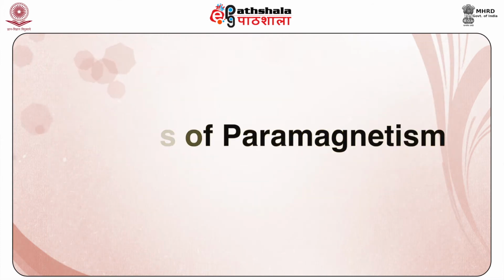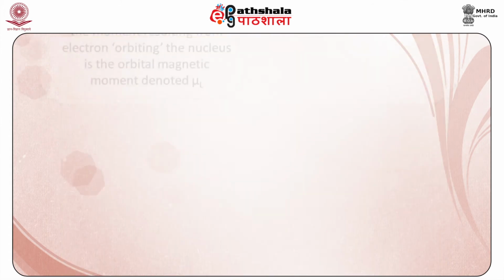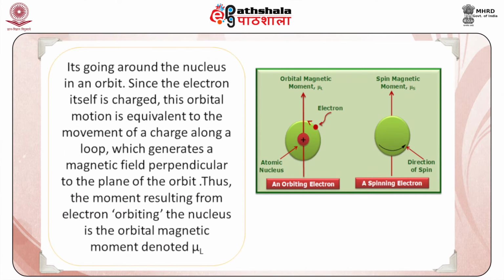Sources of paramagnetism. An electron has two motions associated with it. First, it's going around the nucleus in an orbit. Since the electron itself is charged, this orbital motion is equivalent to the movement of a charge along a loop, which generates a magnetic field perpendicular to the plane of the orbit. Thus, the movement resulting from the electron orbiting the nucleus is the orbital magnetic moment, which is denoted by mu L.